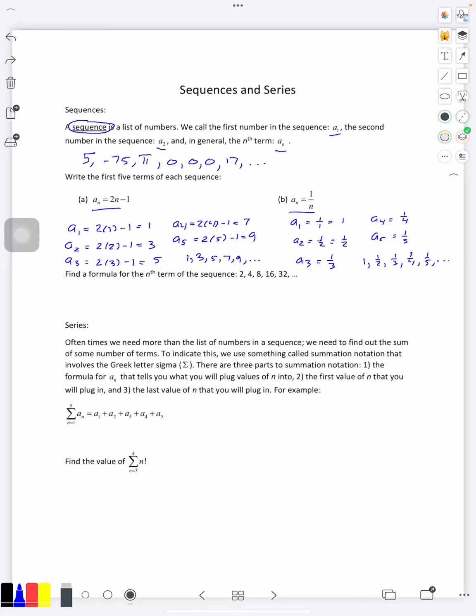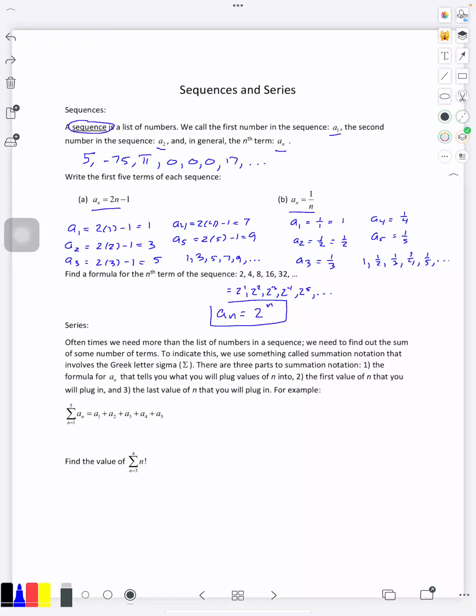Now, for this problem, it says 2, 4, 8, 16, 32. So if we want to think about this, we can say that's 2 to the first, 2 squared, 2 cubed, 2 to the fourth, 2 to the fifth. And from this, we can see that A_n is just 2 raised to the power n. So this would be the formula for this sequence. Again, some of them could be much more challenging than this.